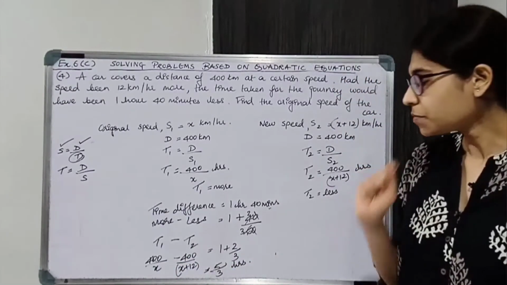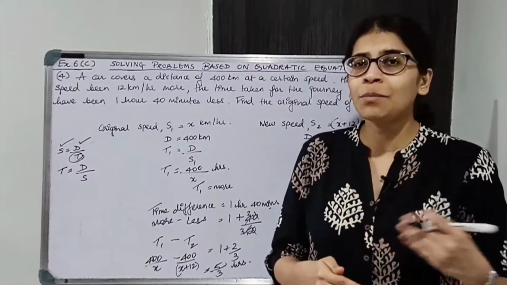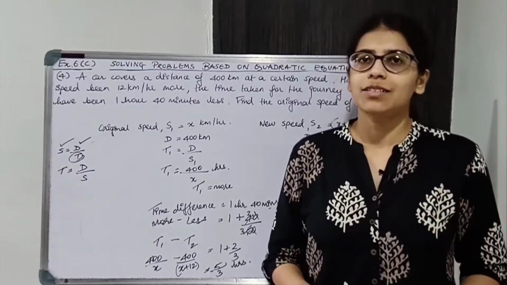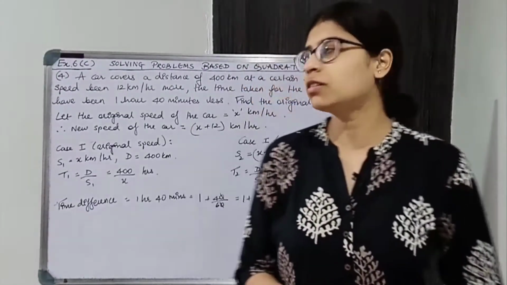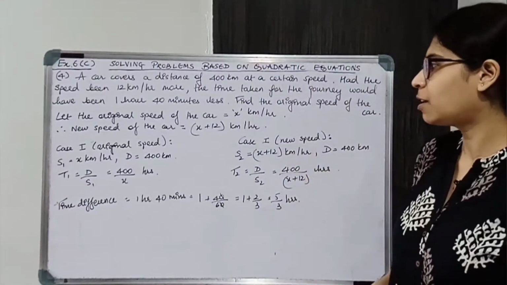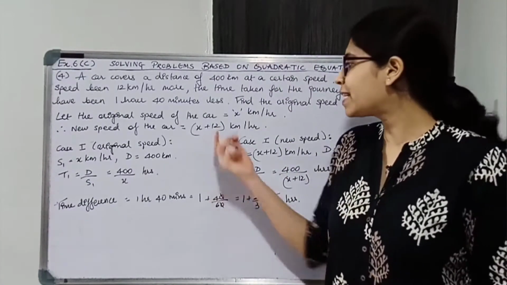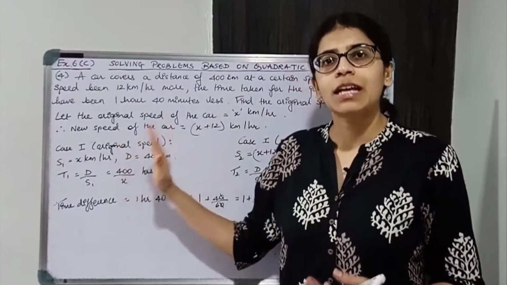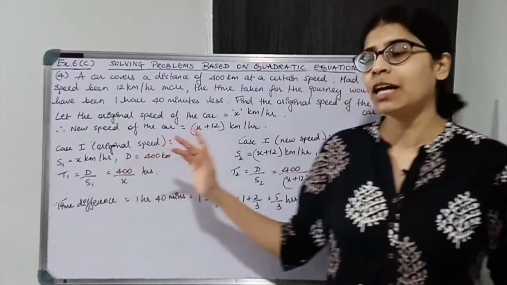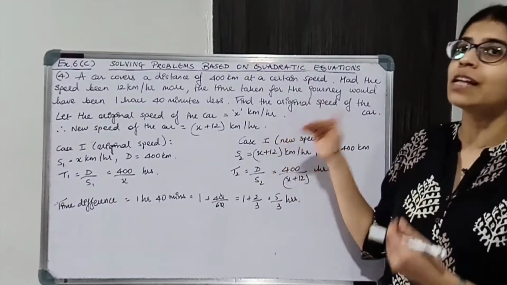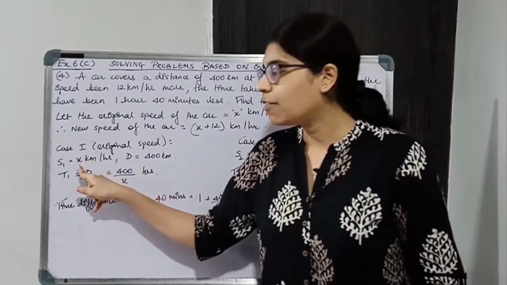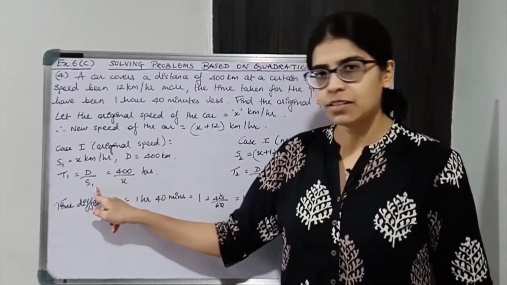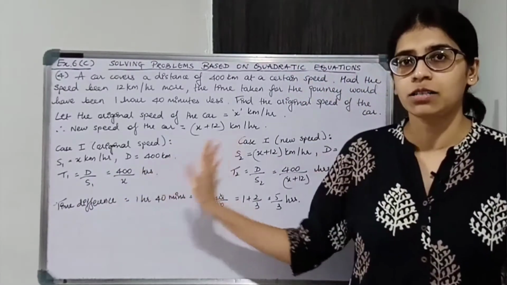All right, so it's very easy. We are following the same pattern. So let us now write down the given in a proper manner and start solving. We have assumed the original speed of the car to be x kilometer per hour. New speed is 12 kilometer more, so x plus 12 kilometer per hour. Now when the speed is x kilometer per hour, what will be the time taken, and when the speed is x plus 12, what will be the time taken? When the speed is x kilometer per hour, distance is 400, so distance upon speed gives time, that is 400 upon x hours is the time taken.